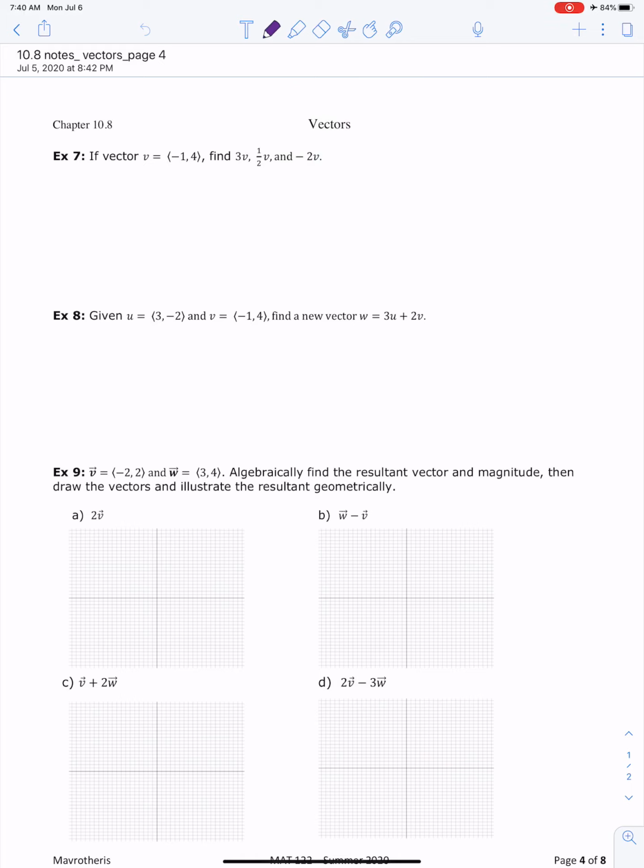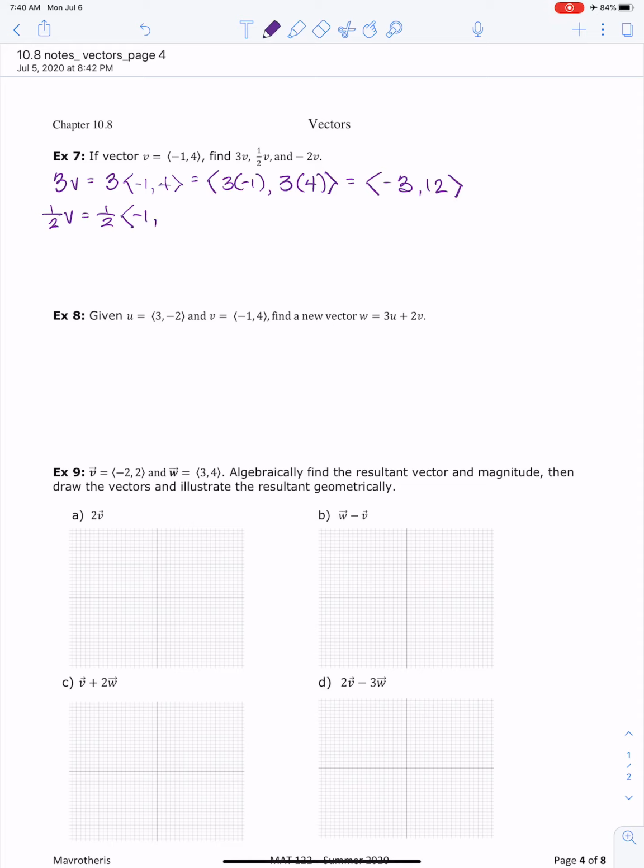We want to find 3v, 1/2 v, and negative 2v. Fortunately, this works pretty much the way you want it to. If I'm multiplying a scalar times a vector, I multiply that scalar by each component, my horizontal component, here's my vertical component. And I get the vector negative 3, 12. And that's it. So same thing here for 1/2 v.